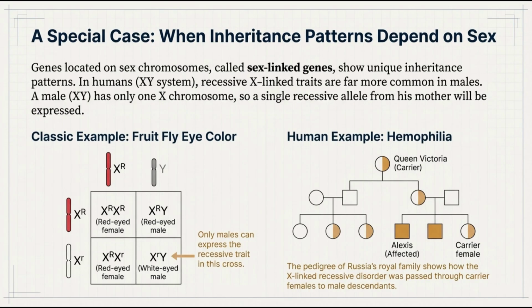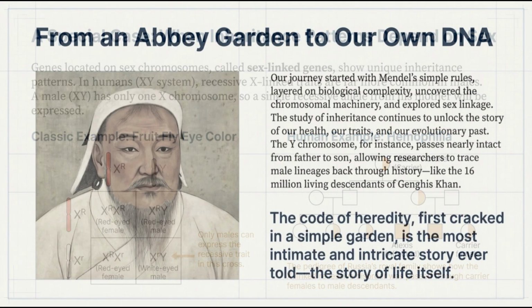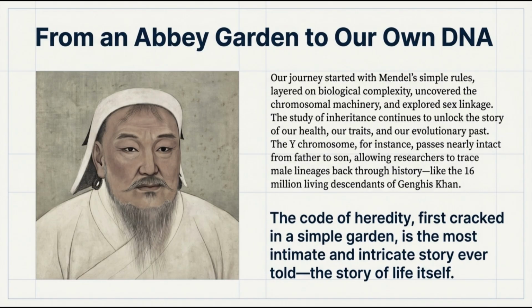Hemophilia became infamous in the royal houses of Europe. Yeah, we can trace the allele all the way back to Queen Victoria. She was a carrier. She passed that allele to her daughter Alexandra, who was also a carrier, and through her, it affected her son, the Tsarevich Alexis of Russia. And the pedigree just shows a perfect flow. A perfect flow. Carrier mother to affected son. Because he only had that one X from his mother, that single recessive allele was enough for him to express the disease.